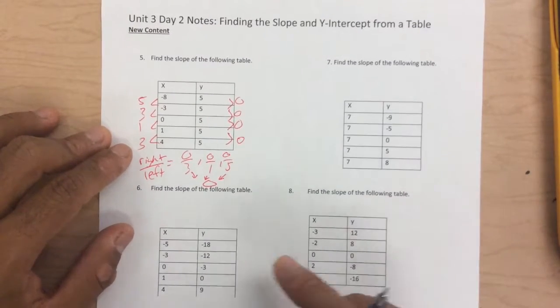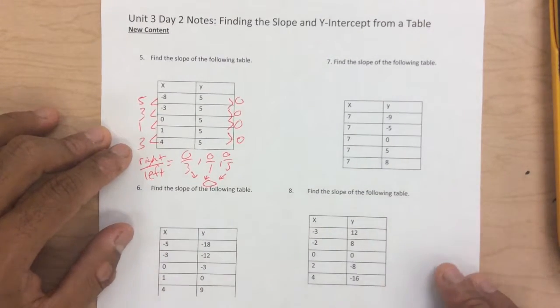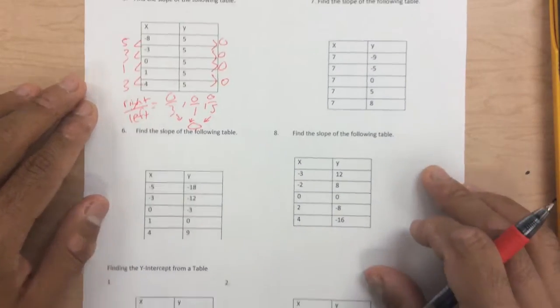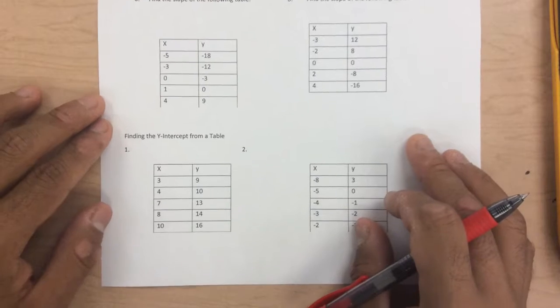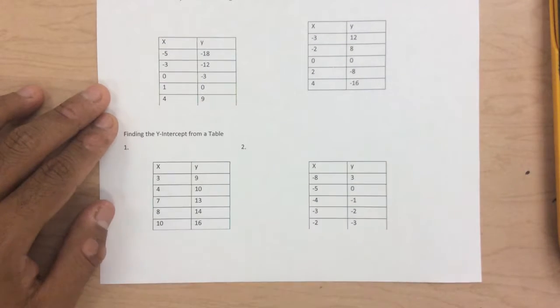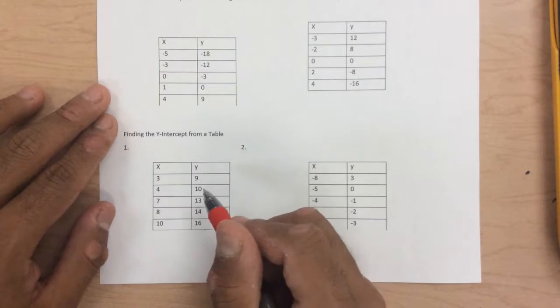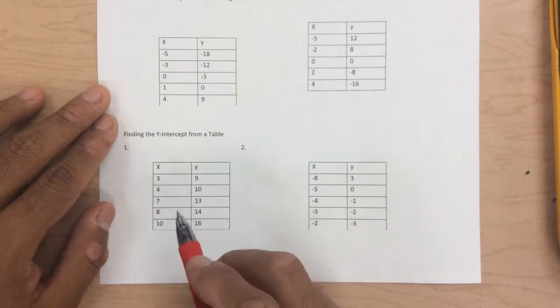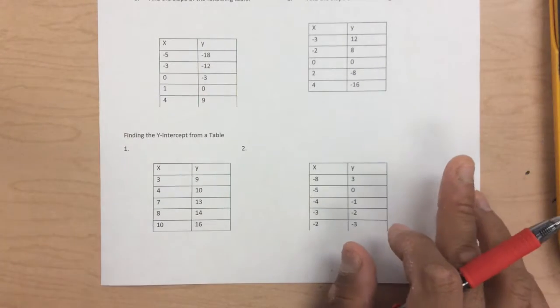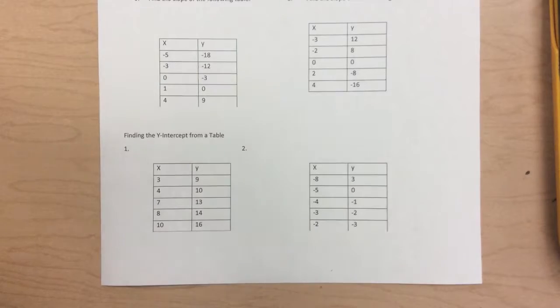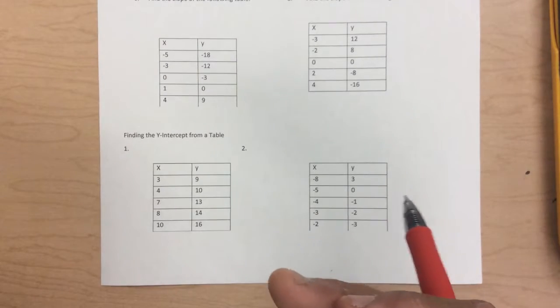Now, for 7, 6, and 8, you can do those by yourself. If you have any questions, you can ask me the next day in class. Finding the y-intercept from a table. Well, if you notice, this doesn't have x equals 0. That's what we're looking for. So whenever you have a table and they ask you to find the y-intercept and it's not there on the actual table, you're going to have to use your slope to work backwards to get it.